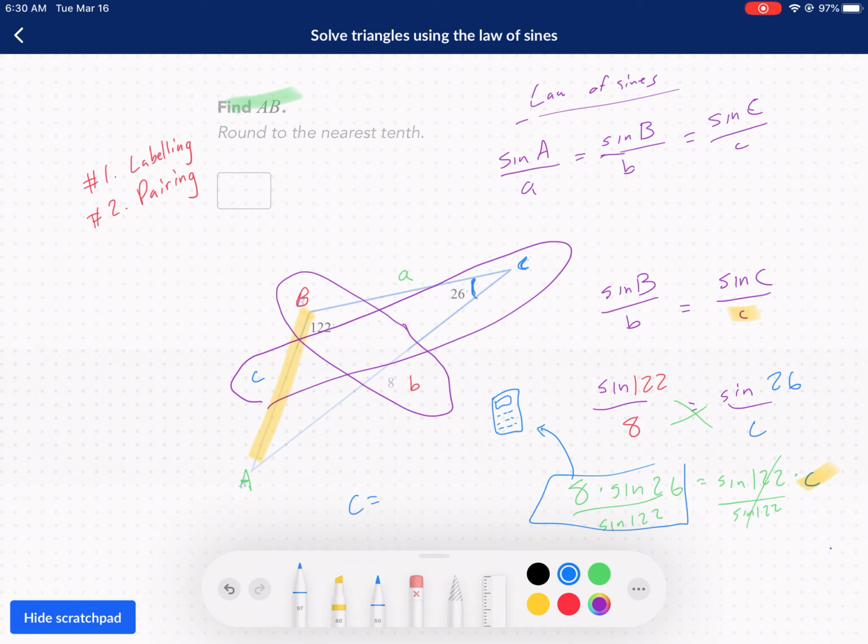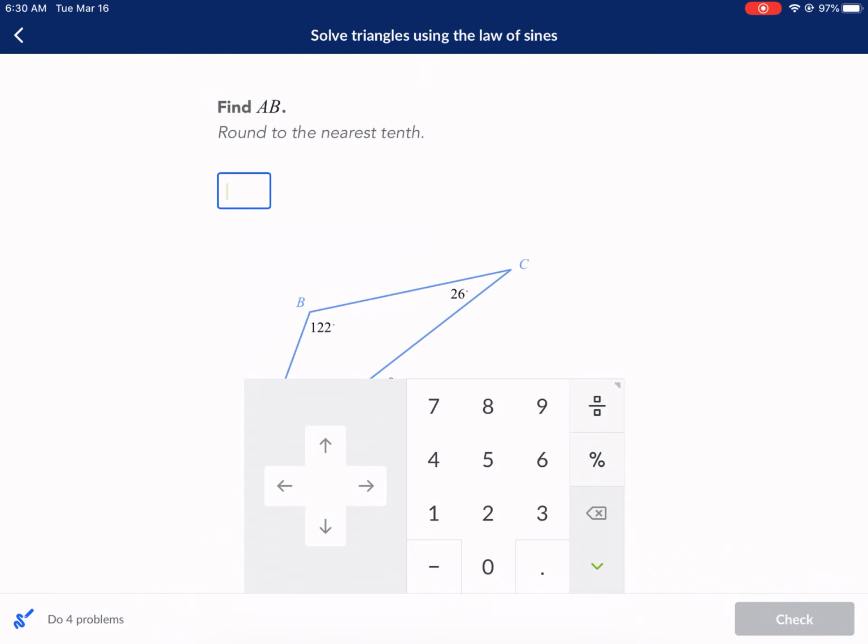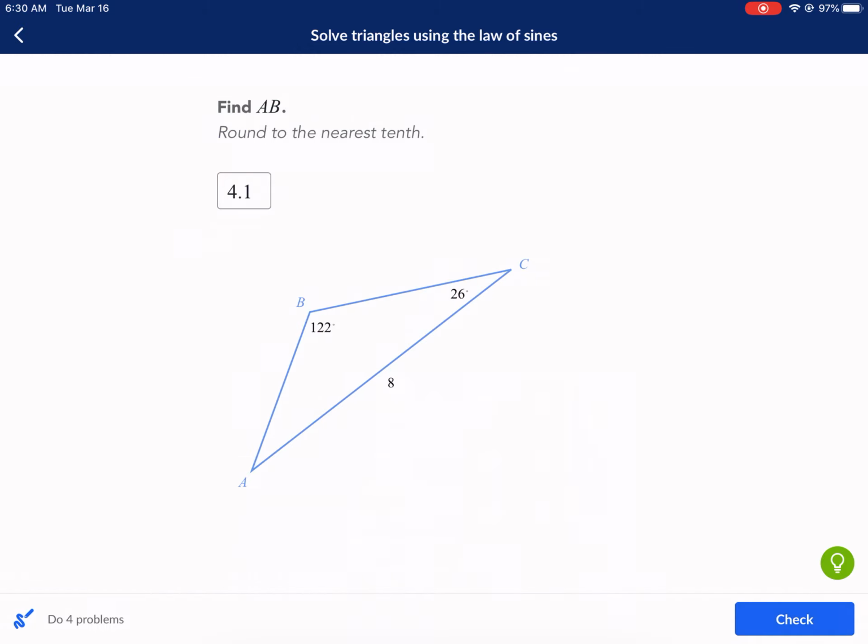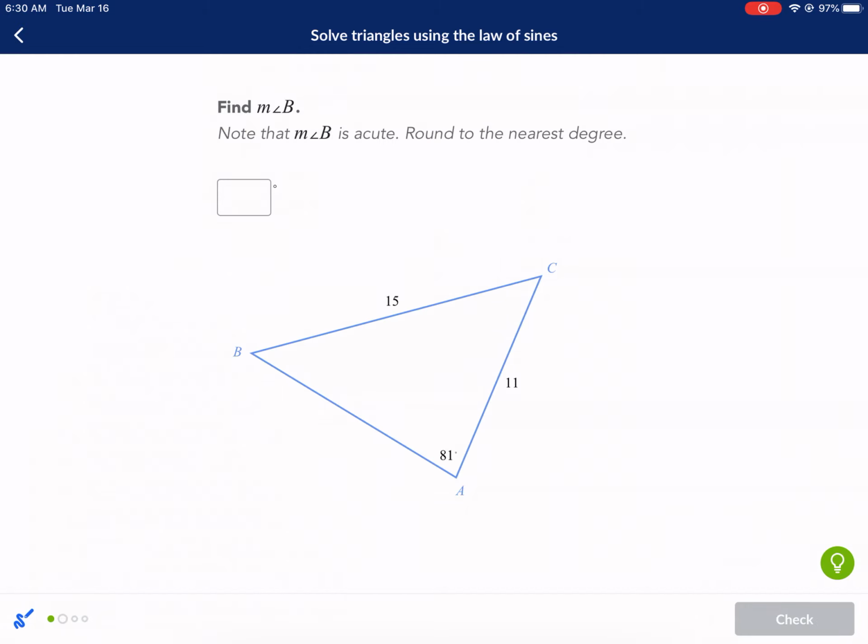And I hit enter, and I get 4.135. Now I need to round to the nearest tenth. The nearest tenth is that guy. So these are going to get canceled because it's a 3. So I have 4.1. And that's going to be my answer for letter C, the length of AB. What did I say, 4.1? I did. 4.1, check it. All right, next question.